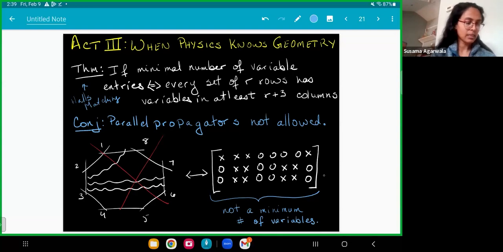So in this case, I see that this matrix here does not have a minimum number of variables, because here's a set of 2 rows, but it only has 4 columns in it. That's less than R plus 3. So this is not minimum. And in this case, you can actually just see it. I can take a look at these 2 rows, and I can do some row reduction, and I can get rid of that and call that a 0. And everything else is still going to have something that's independent and non-zero in it. I'm not going to have added more math somewhere else.